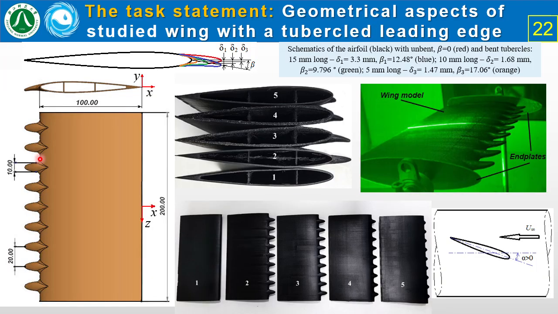A few words about tubercle shape. We tested the ellipsoidal shape of tubercles with a maximum thickness of 10 mm, with a gap between any pair of neighboring tubercles of 20 mm, and in addition we tested both straight and slightly bent tubercles in the direction opposite to the angle of attack.